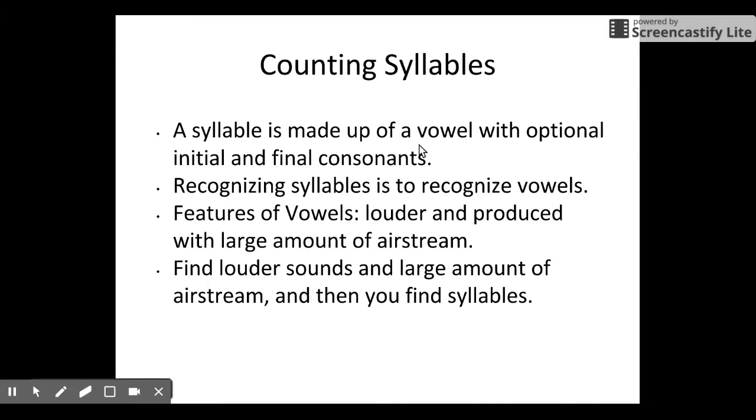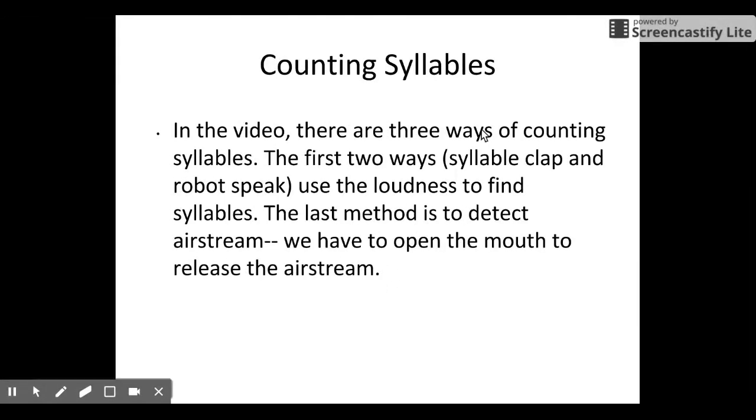So what is important for syllable is to have a vowel. So we need to track vowels. Okay, and features of vowel are louder and produced with a large amount of airstream. So in other words, if we find the louder sounds or a larger amount of airstream, then we can find vowels and then syllables. Okay, so in the video, there are 3 ways of counting syllables.